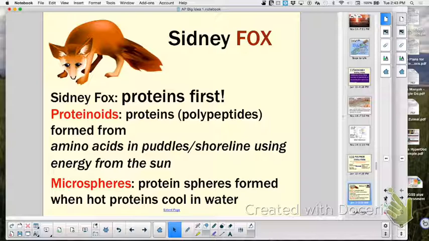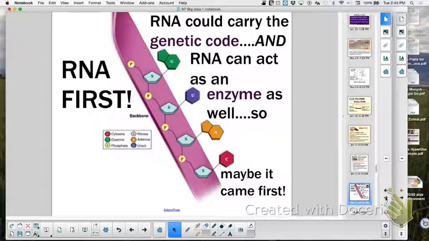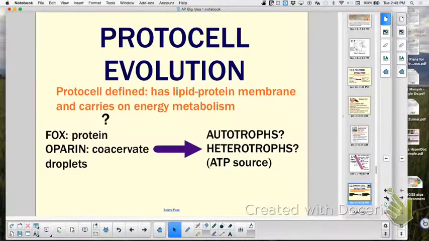So Sidney Fox said protein first, about the proteinoids and the microspheres forming. We talked about that. Cairns-Smith said RNA and proteins formed at the same time, because clay can act as a catalyst because you have iron and zinc in there. I reviewed that just a second ago. And probably RNA first, because RNA can act as both an enzyme, like a protein would now, and as a nucleic acid to store information. That's most likely.